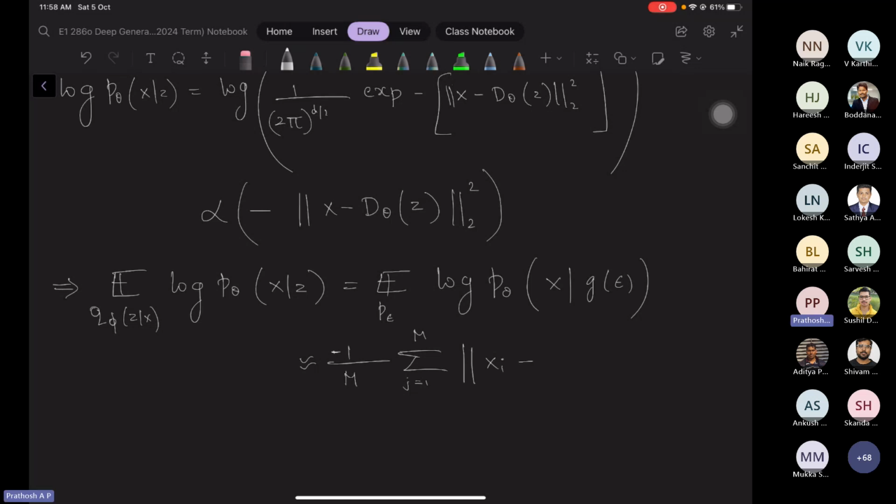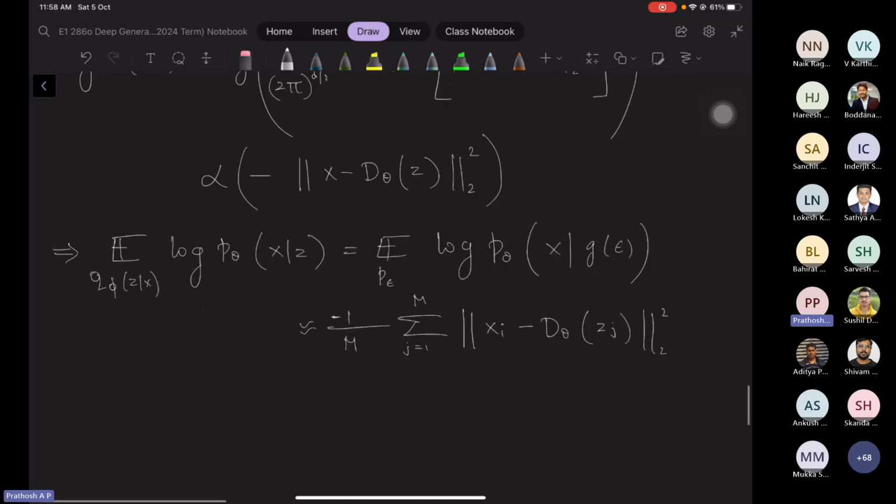xi minus d theta of zj, where z1 through zj are equal to, let's say zj is equal to mu phi of xi plus epsilon j times sigma phi of xi for j equal to 1 to m.